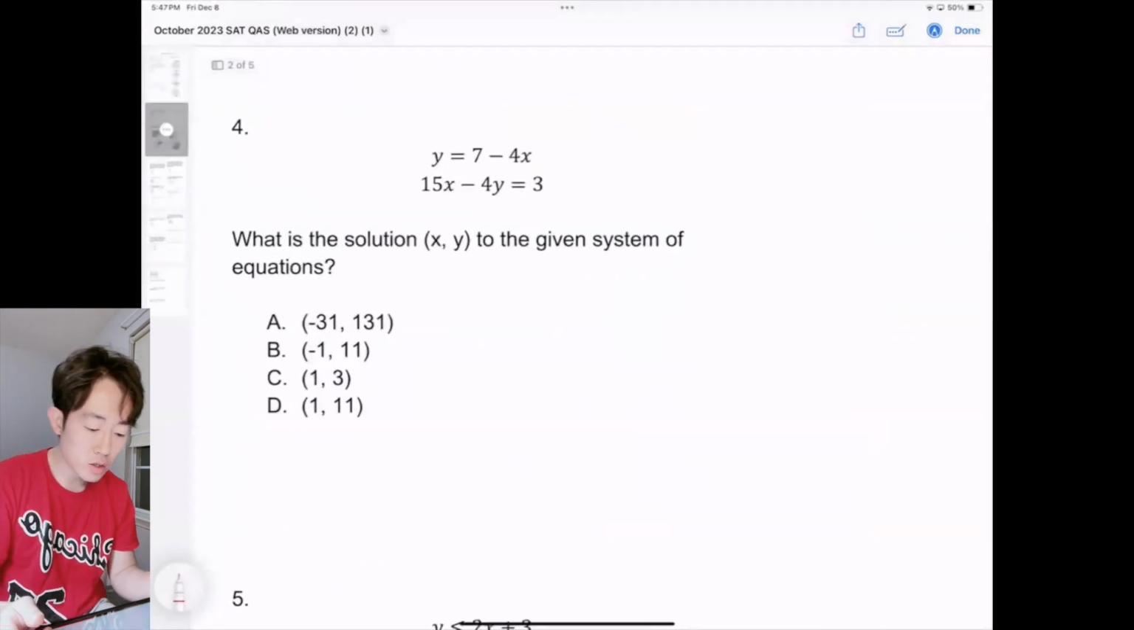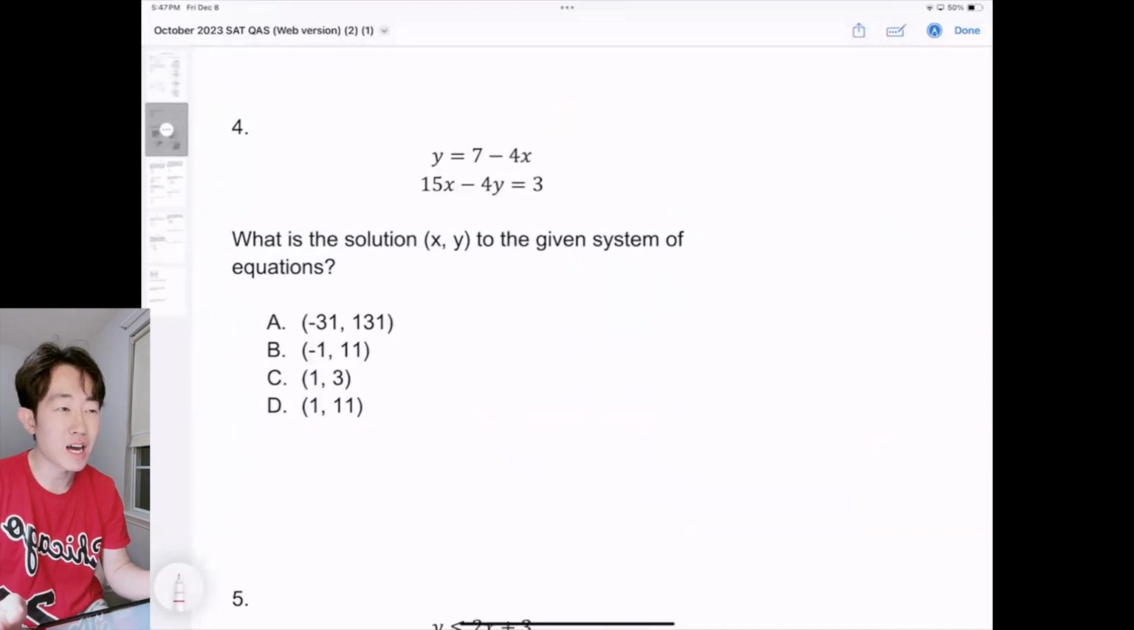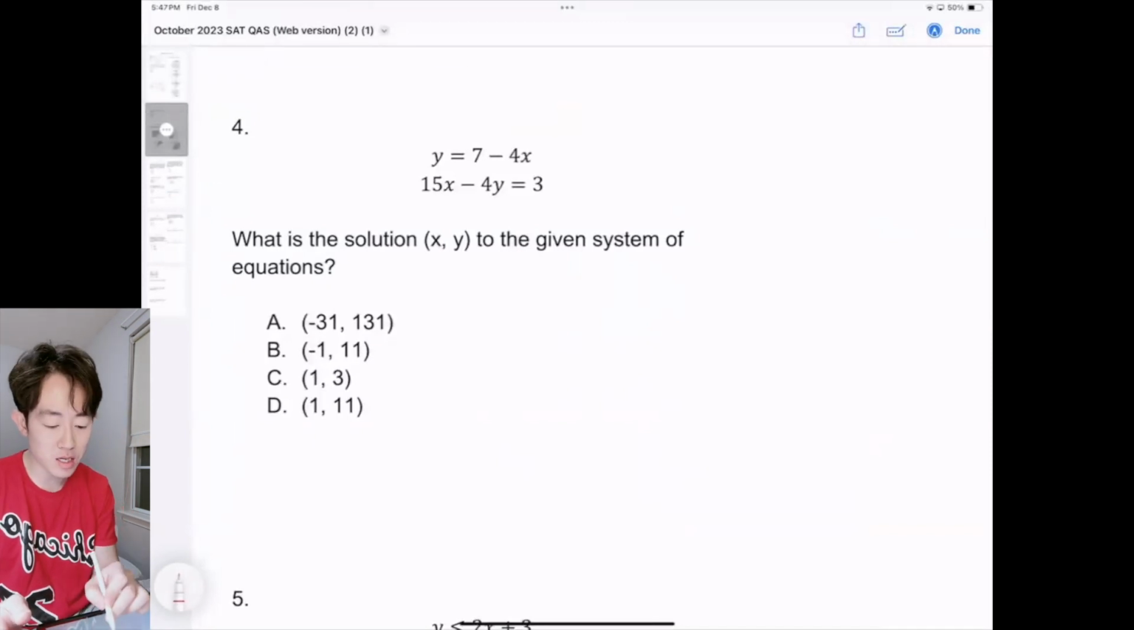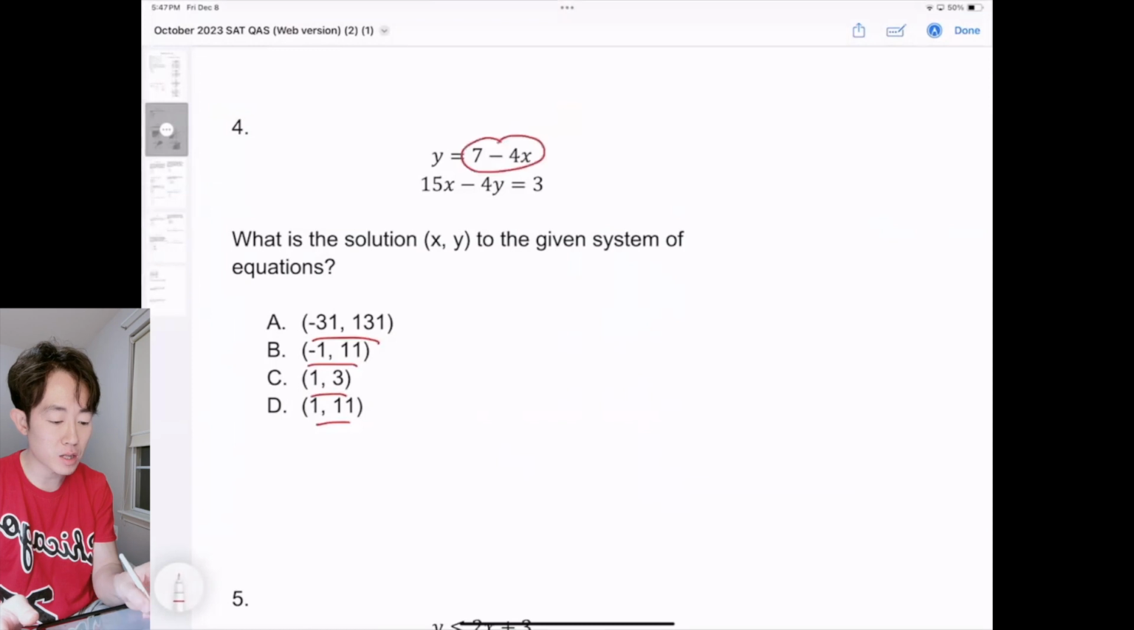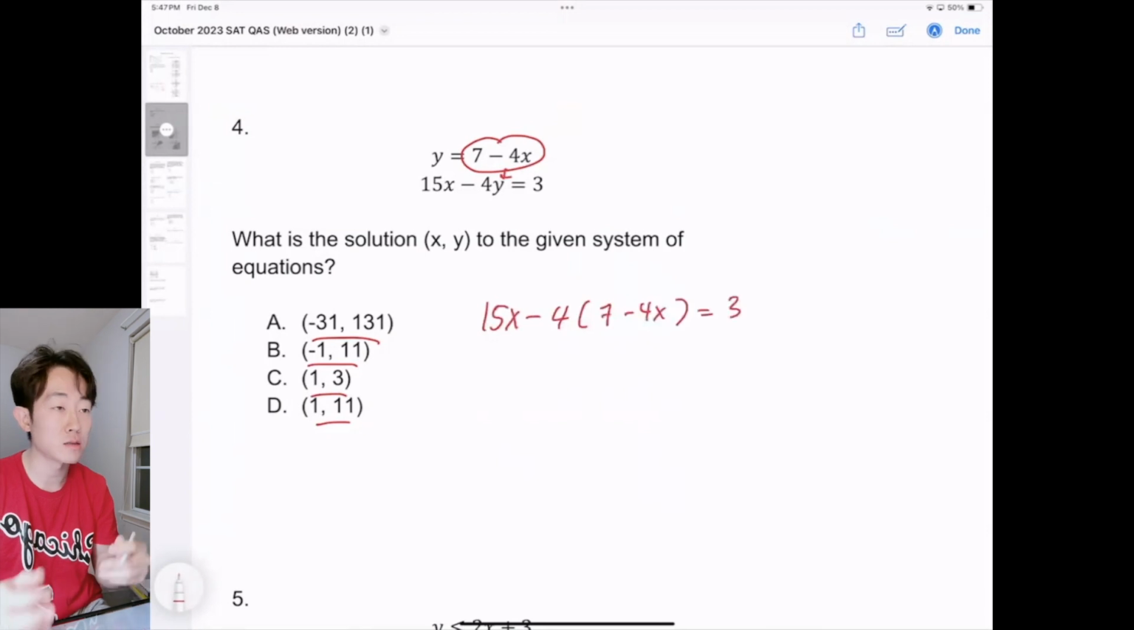Number 4, what is the solution to the given system of equations? I have some kids who do this by plugging these choices in. The best case scenario for this is to really just plug this in as a substitution problem. So I'm going to just show you the way that I would have done it if I was doing the test. Even though that doesn't look ideal, we're still going to use substitution to solve for the system.